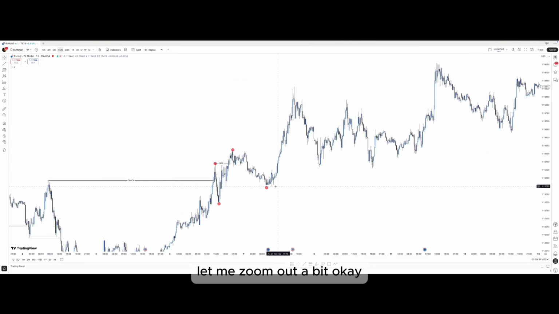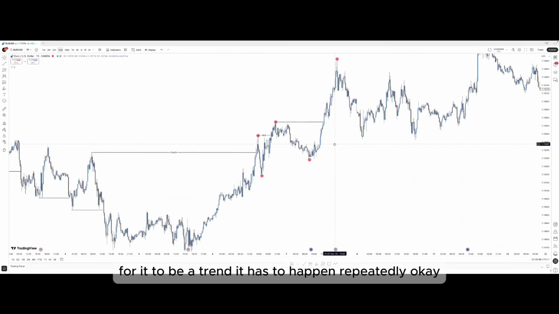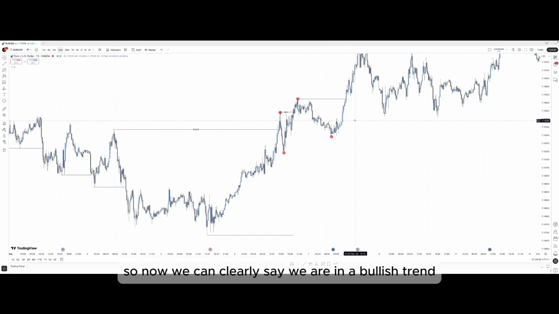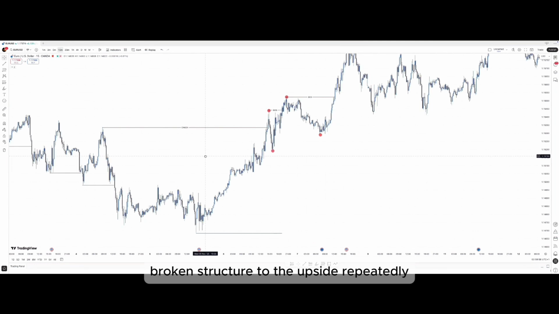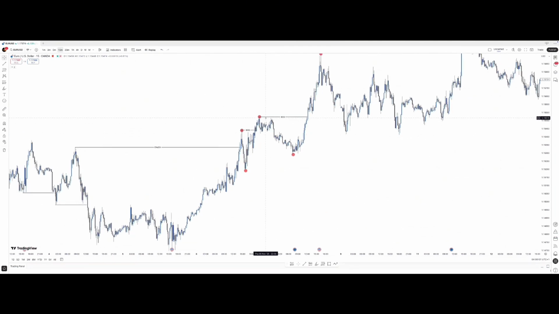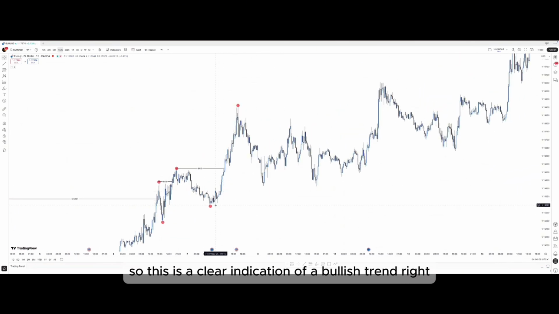Let me zoom out a bit. Okay, the price broke above the previous high, giving us a new swing high, which is this point right here. So what I just want you to understand is for it to be a trend, it has to happen repeatedly. Now we can clearly say we are in a bullish trend because price has broken structure to the upside repeatedly. We had a change of character here, we had price break above this high, had another break of structure here. So this is a clear indication of a bullish trend, right?